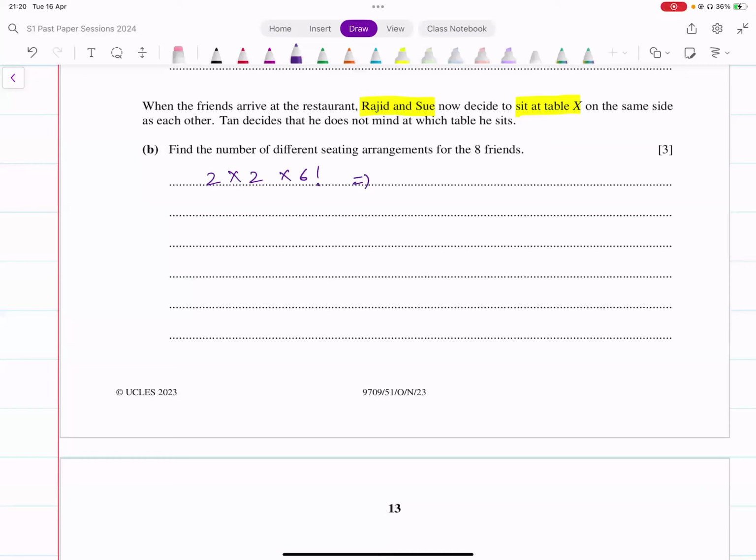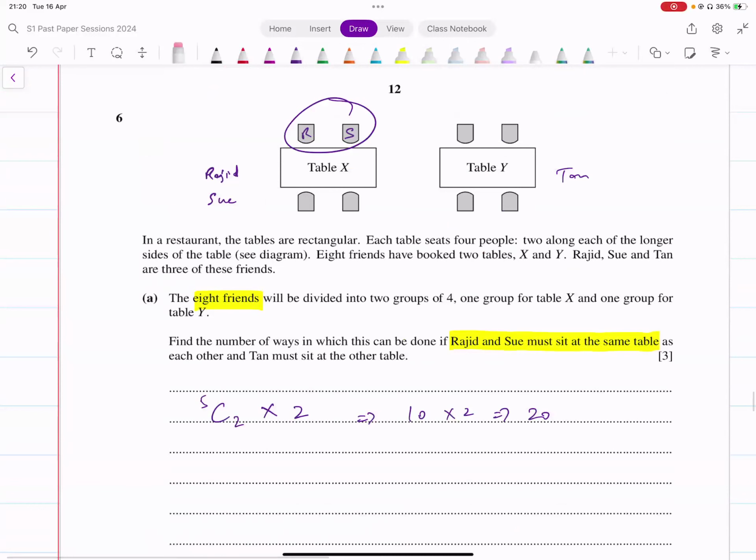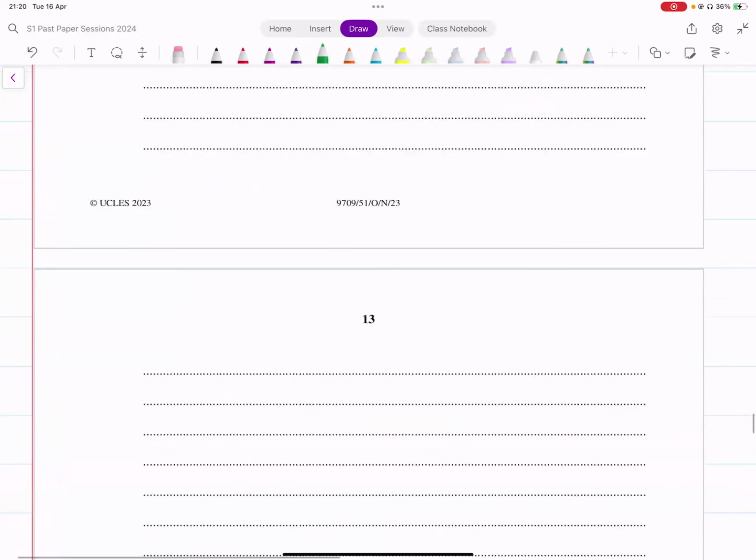4 into 6 factorial. That's 2880. That's the result that we get here. Makes sense? So we only had to place Rajit and Sue there. Once they are placed, for the remaining people, there's no condition. So that's the 6 factorial. Because we have 6 places, 6 people, 6 factorial. All right. Okay, let's move on.